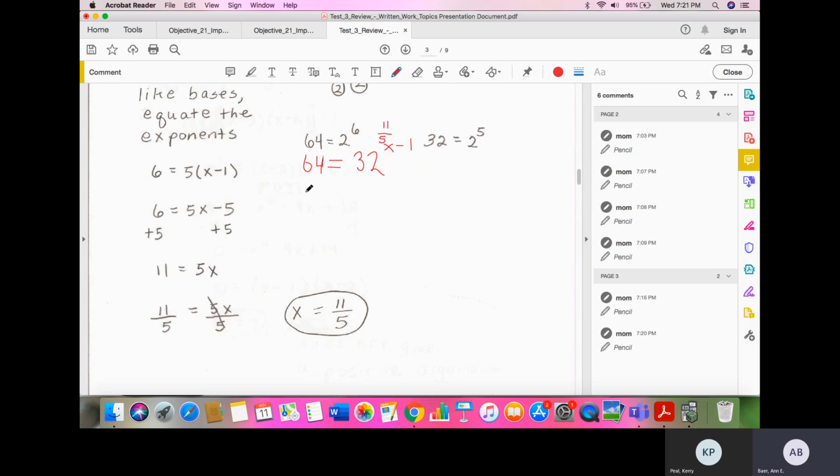So if we do that, we're going to still have 64 on this side equals 32 raised to 11/5 minus 1. Well, I'm going to go get the graphing calculator, and I'm going to combine these and math frac. I'll show that to you in a second. So this is 11/5 minus 1.